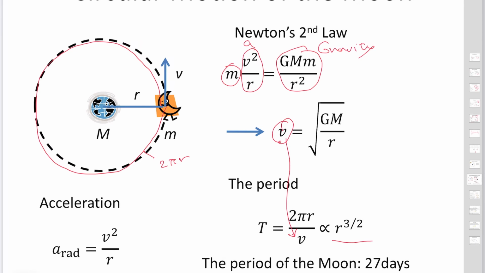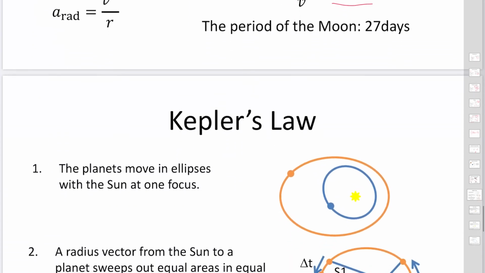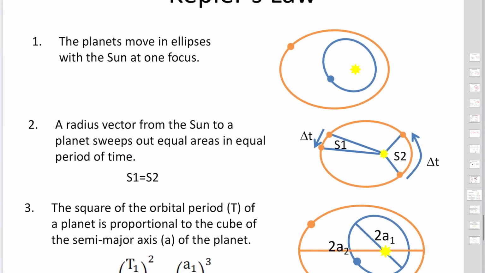Okay, so actually this corresponds to Kepler's third law. Kepler's first law says planets move in an ellipse with the sun at one focus. The second law is that a radius vector from the sun to a planet sweeps out equal areas in equal periods of time. So this object is moving to this position, for example, in a month, and then this object is moving to a new position in a month. If you compare these two areas, they should be the same. This is Kepler's second law.